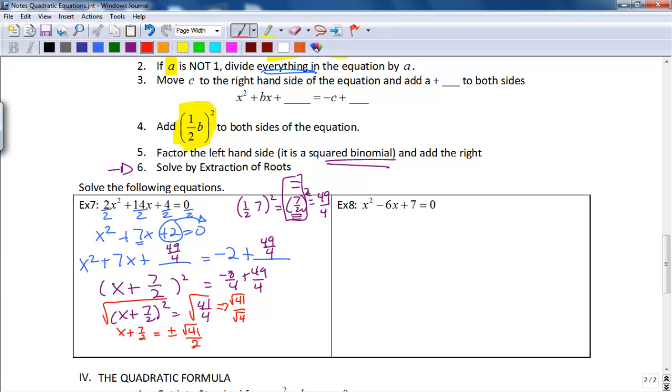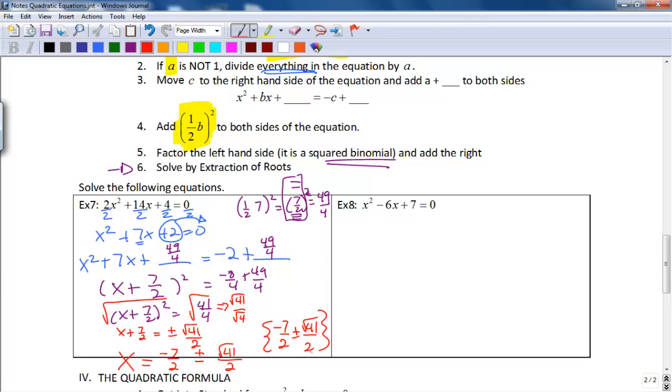Is this a pretty number? It sure isn't. Right, so what do I need to do? I need to solve for x, and I can just do that in one step. So subtracting 7 halves from both sides, I get that x is equal to negative 7 over 2 plus or minus the square root of 41 over 2. So your solution set here is negative 7 over 2 plus or minus root 41 all over 2.